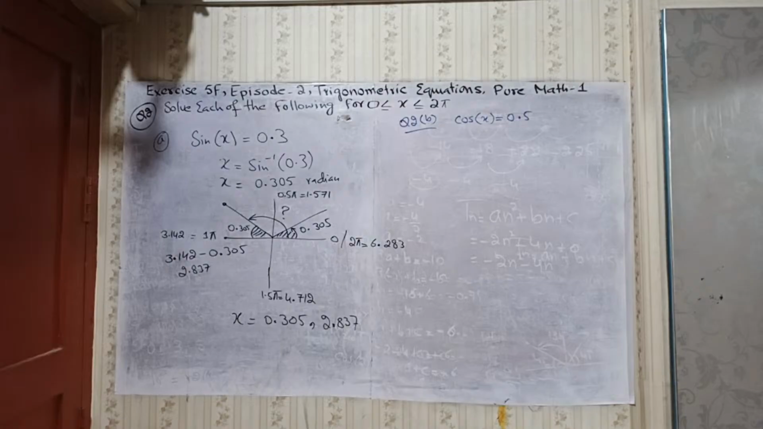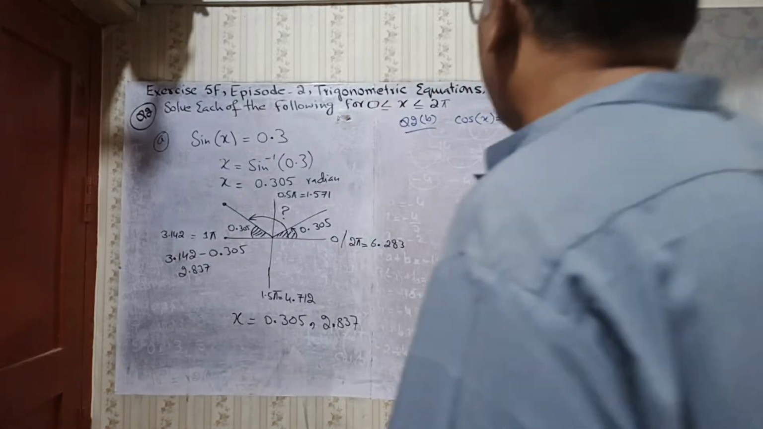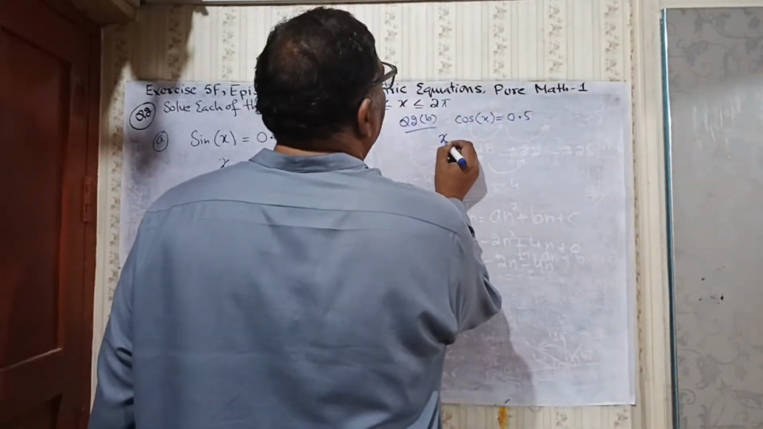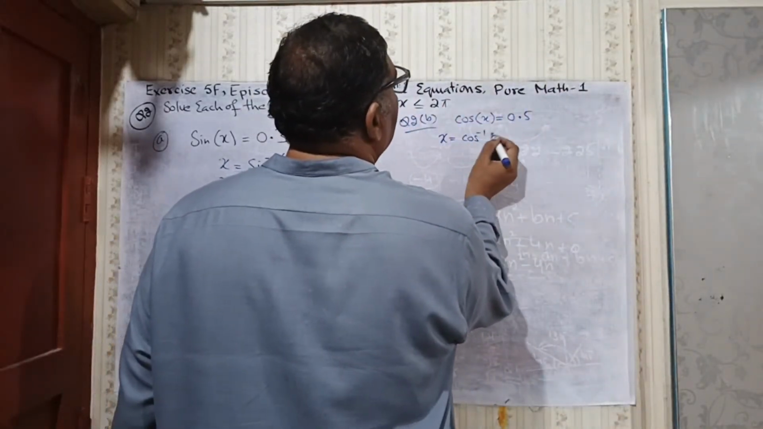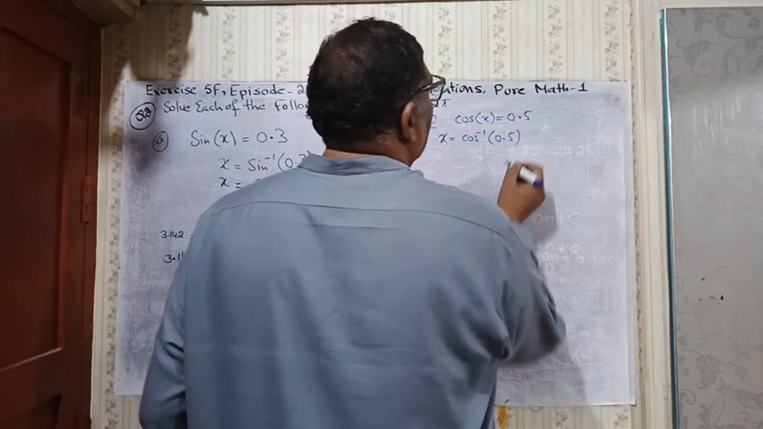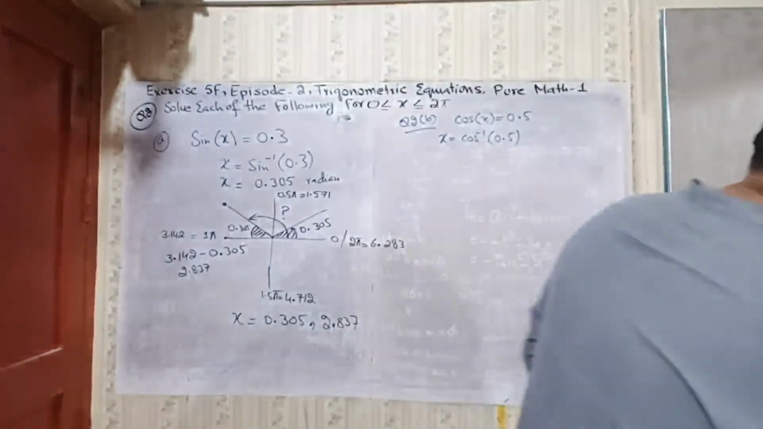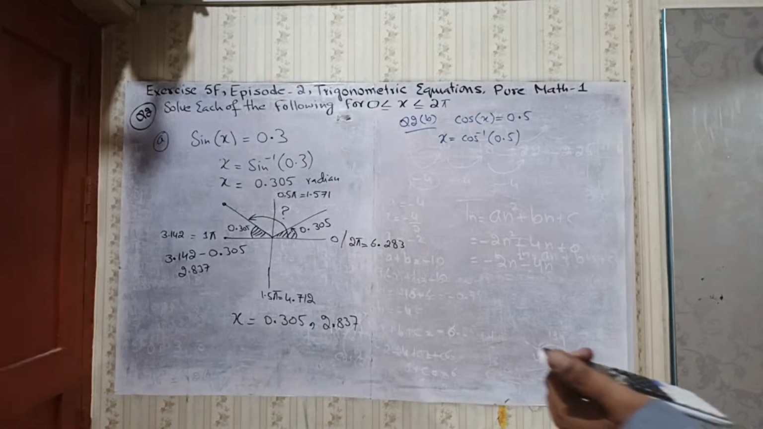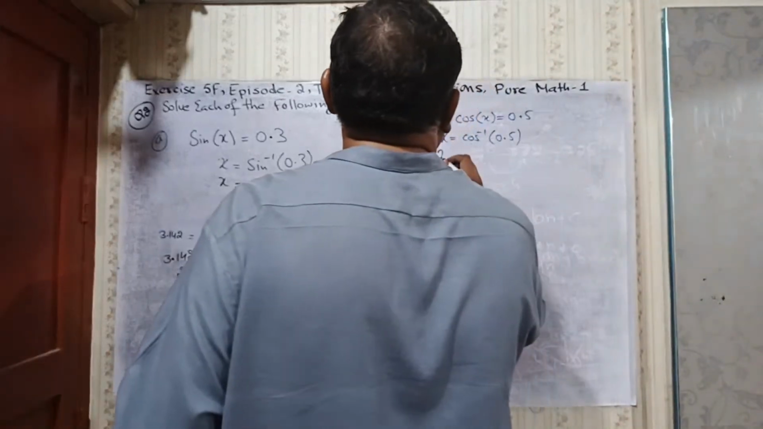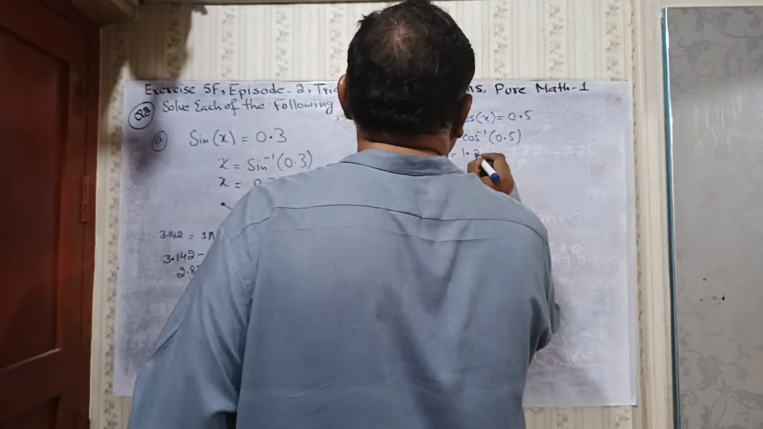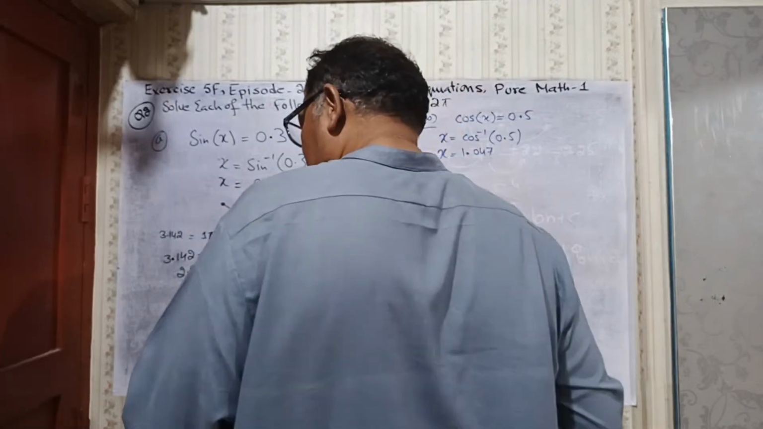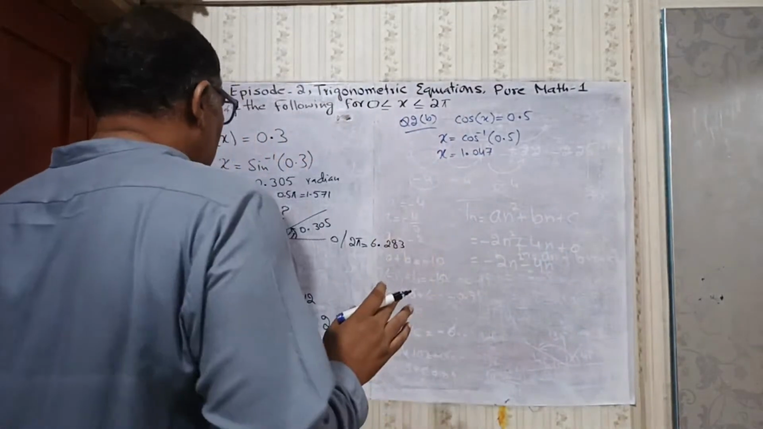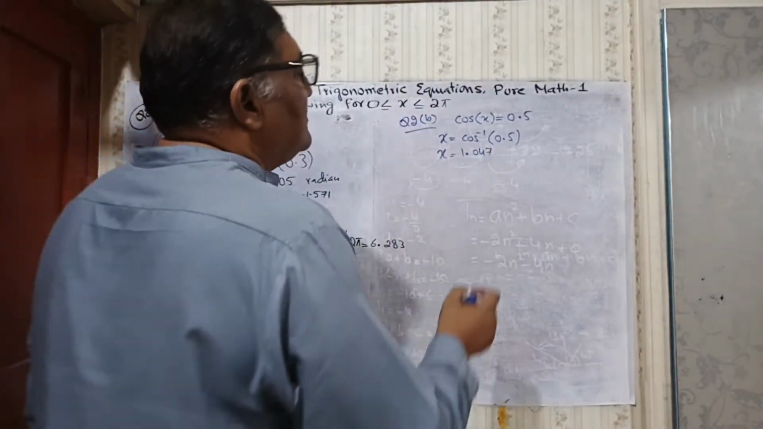So your calculator must be set in radians. This is very important. So x will be equal to the cos inverse of 0.5. I will use my calculator to find out. Shift cos, 0.5, equals. The x is equal to 1.047 radians. So this is my base angle.